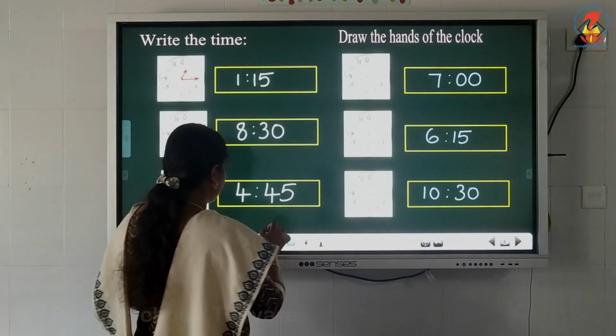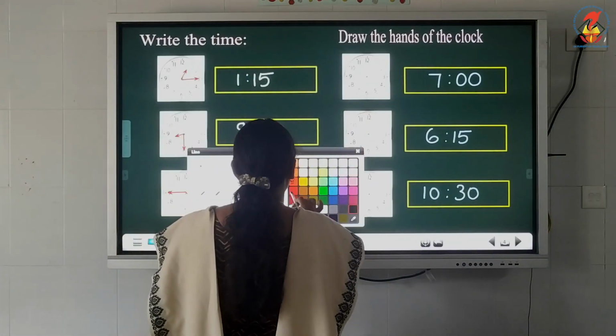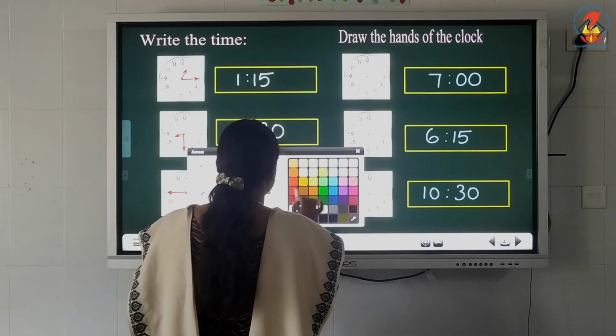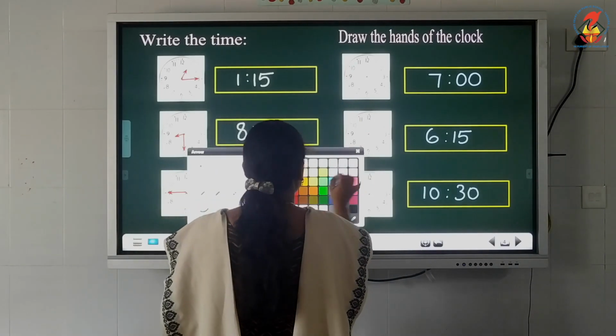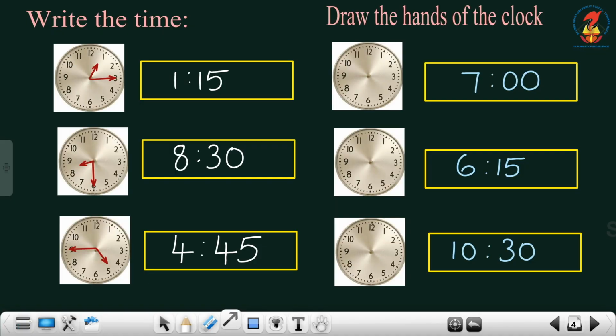Now here children we have to draw the hands for the clock. So we will draw the hands for this clock. The time is given here. We want to draw. Children, the first one is 7 o'clock. How we will draw the hour hand? The short hand is on 7 and the long hand is on 12 because the time is 7 o'clock. Okay children. So the short hand is on 7 and the long hand, minute hand is on 12.